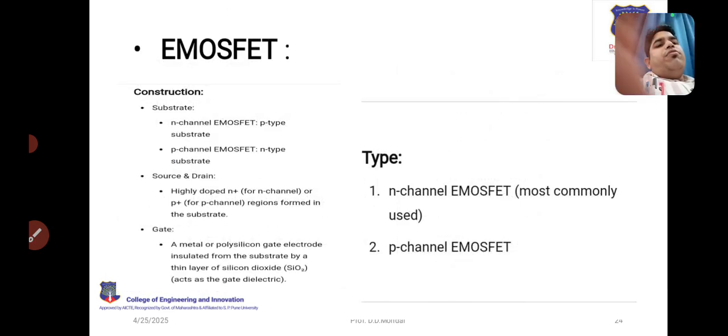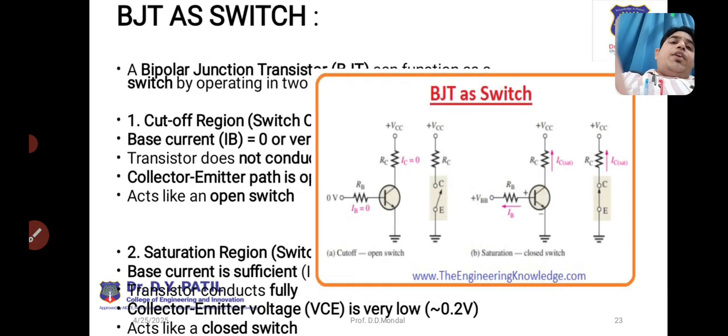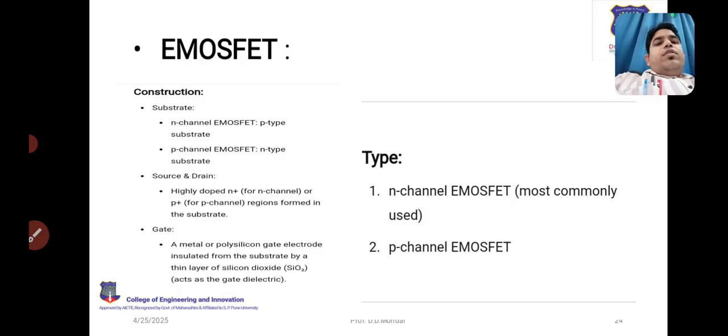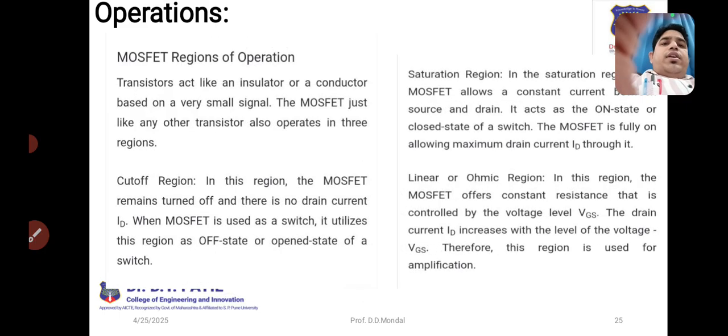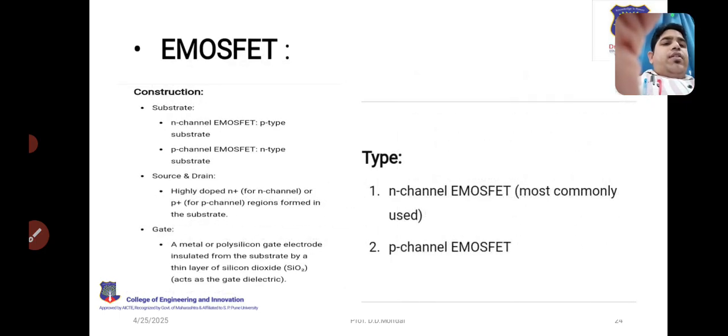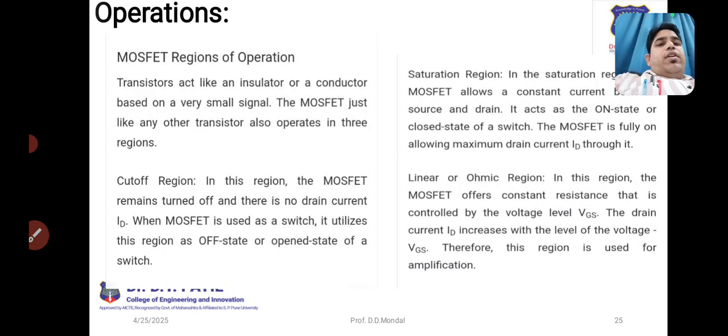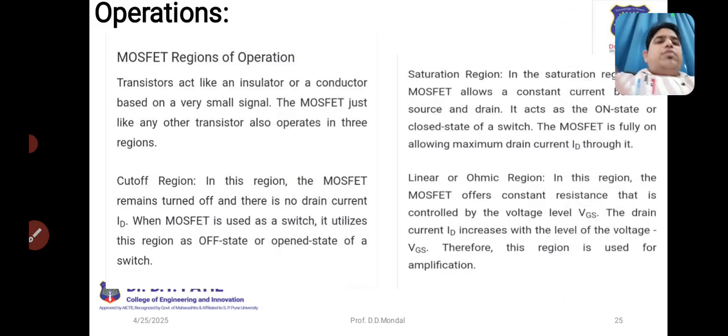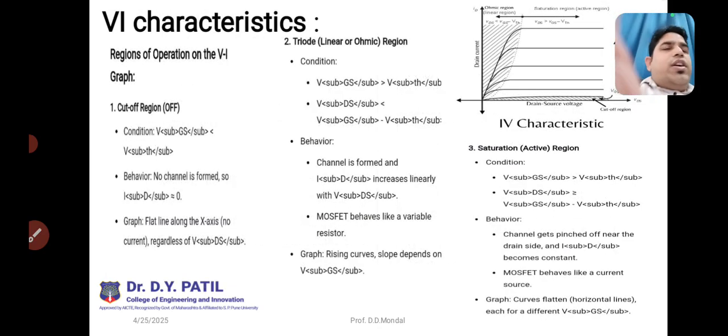There are two types of transistor, NPN and PNP, which we have already learned. The MOSFET has enhancement MOSFET and depletion MOSFET. There are also two types, P channel and N channel MOSFET. We will learn that; the operation we have already seen in the theory section. The MOSFET also works in three regions: cutoff region, ohmic region and saturation region.